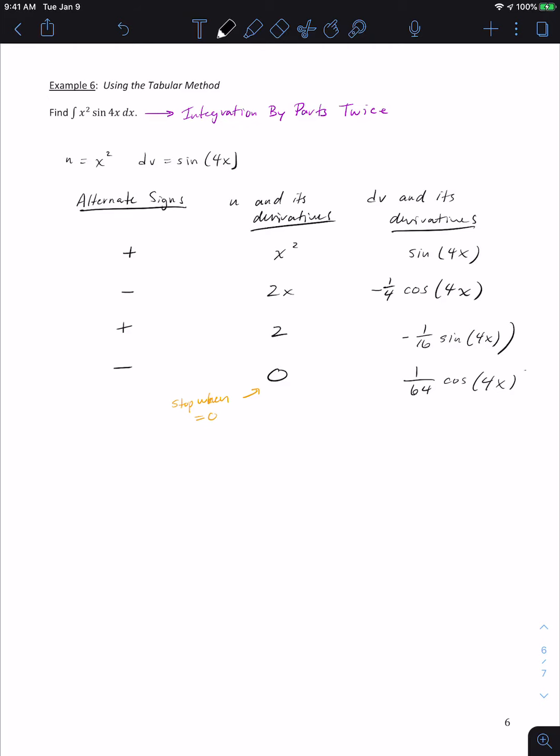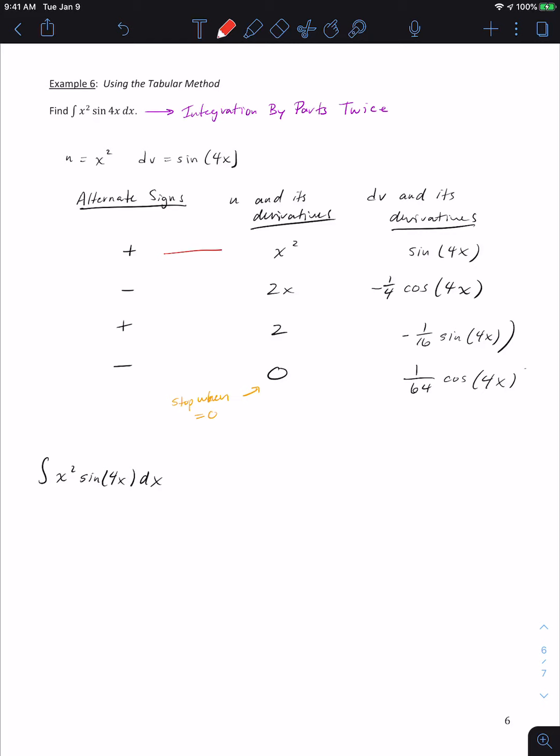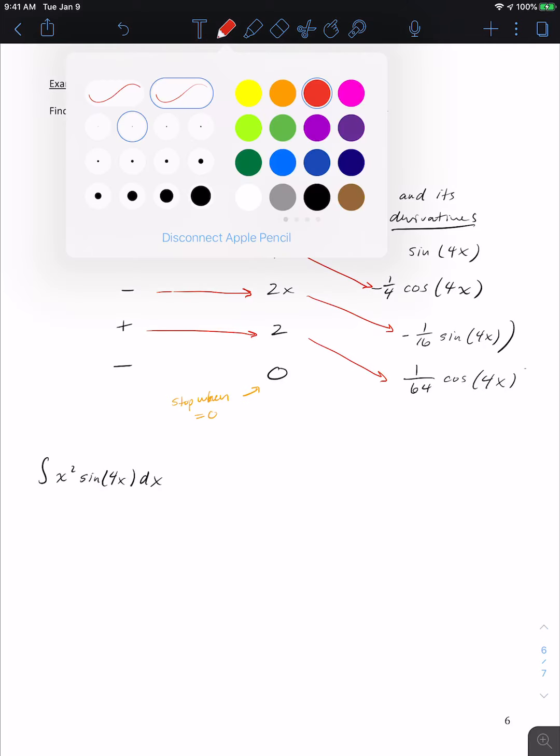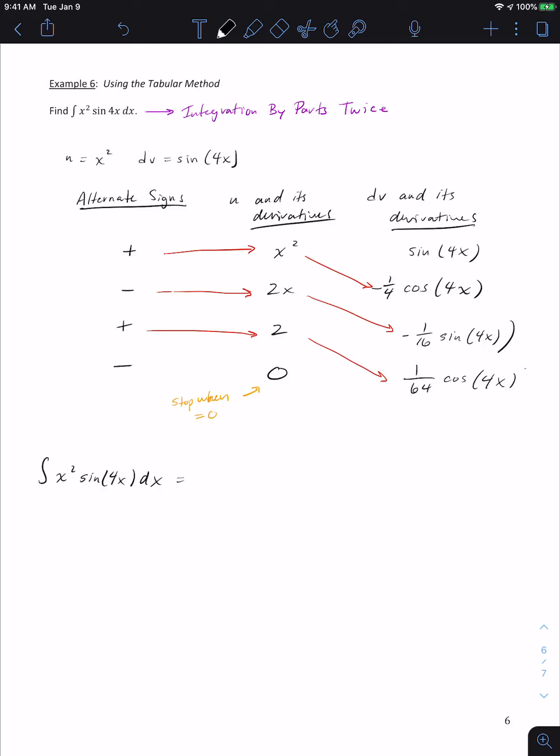Okay, and now this is how this works. If I wanted to find this using integration by parts, I would say, okay, I want to find the integral of x squared sine of 4x dx. And here's what I'm going to do. Here's the pattern. I go straight across, down 1. Straight across, down 1. Straight across, down 1. And those are what I'm going to be multiplying together. So here I should multiply x squared, a positive sign, with, or nope, I go down one more.